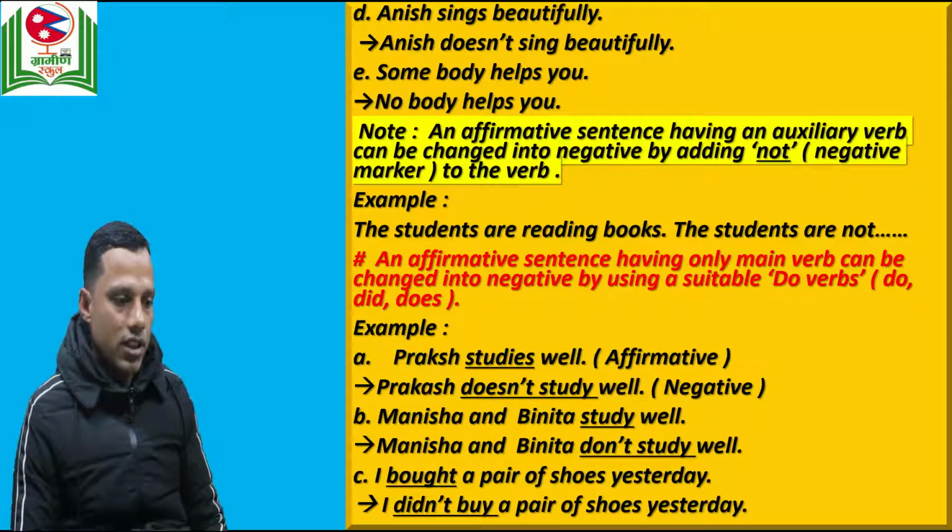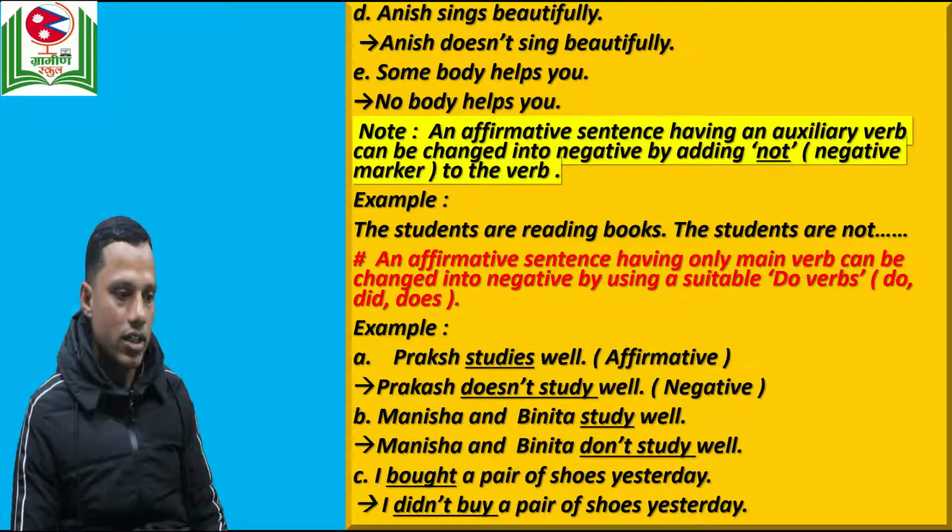Number A, Prakash studies well. This is in affirmative and it can be changed into negative as Prakash doesn't study well. Number B, Manisha and Binita study well, and its negative is Manisha and Binita don't study well. Number C, I bought a pair of shoes yesterday. Now this can be changed into negative as I didn't buy a pair of shoes yesterday.